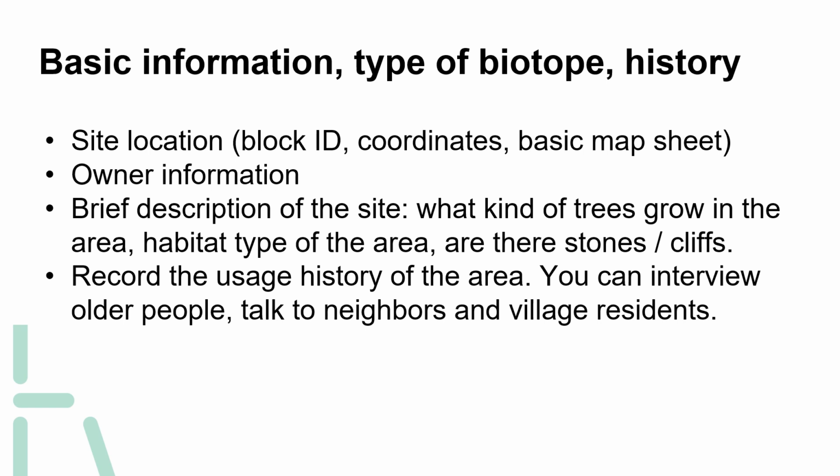A brief description of the site: what kind of trees grow there, what kind of habitat type it is, if you can define it, and whether there are, for example, stones or cliffs or any big trees or any other significant things about the area. You should also record the usage history of the area, and if you don't know it, you can interview older people, perhaps talk to neighbors or village residents.